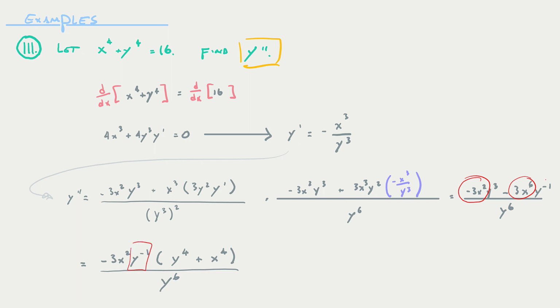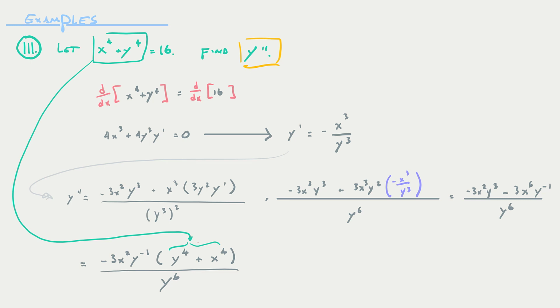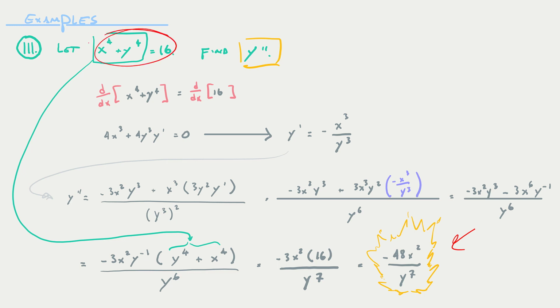And the reason I did that is because I wanted to factor this thing out. But if you factor out a y to the -1 from y cubed, the power for y actually will increase in that case. And I did this because we know what y to the fourth plus x to the fourth is. It's just 16. So we can simplify this thing a lot by just replacing the y to the fourth plus x to the fourth with just 16. And so we get -48x squared over y to the 7th is our second derivative, right? This thing is describing the concavity of this thing because it's the second derivative.